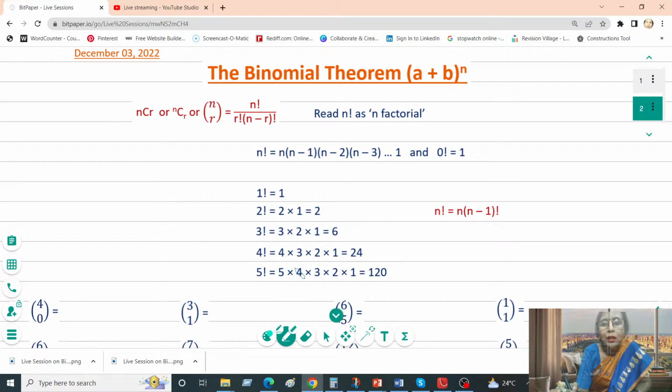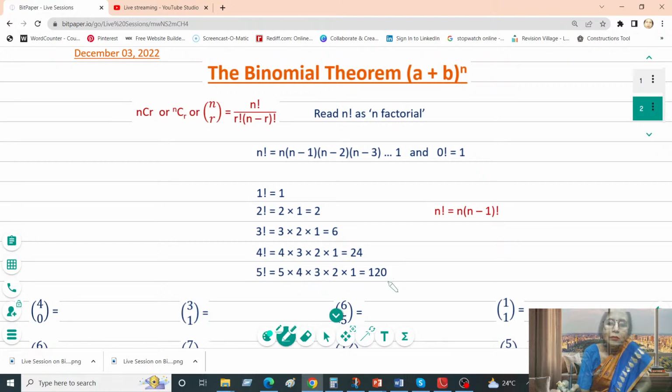4 factorial. We start with 4 and go on decreasing the value in steps of 1 till we reach 1. So it is 4 times 3 times 2 times 1. 4 times 3 is 12, 12 times 2 is 24. So 4 factorial is 24. 5 factorial is 5 times 4 times 3 times 2 times 1. 4 factorial, we know this part, it is 24. 24 times 5 is 120. Or 5 times 4 is 20, 20 times 3 is 60, 60 times 2 is 120.